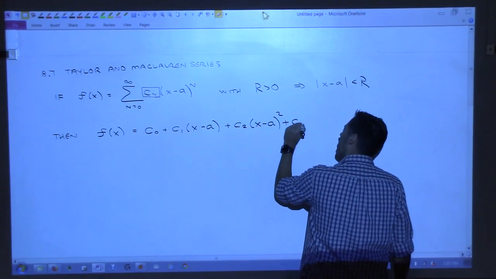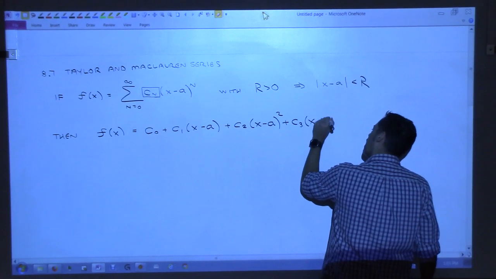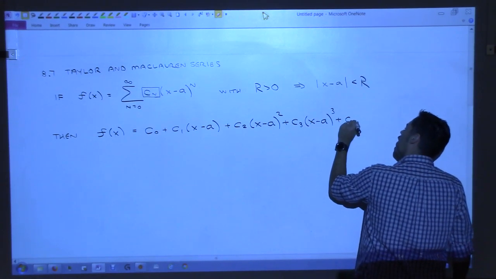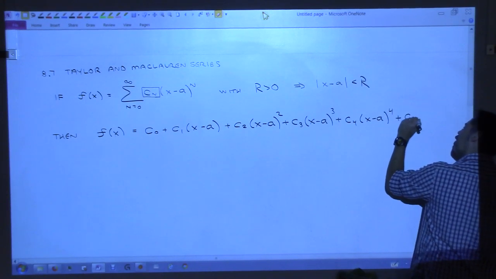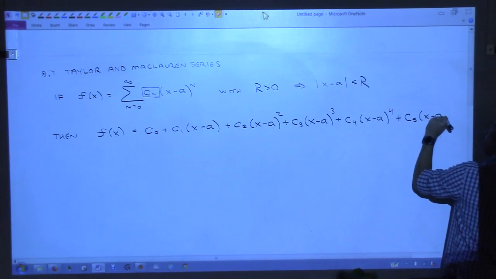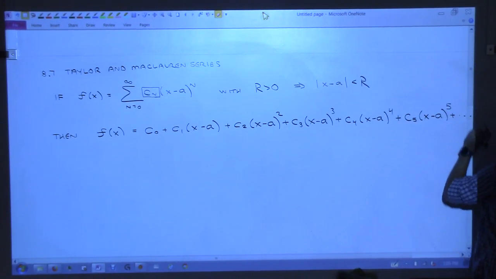I'm going to write out quite a few of these. One more. Okay, we agree with this? That's just plugging in 0, then 1, then 2, then 3.